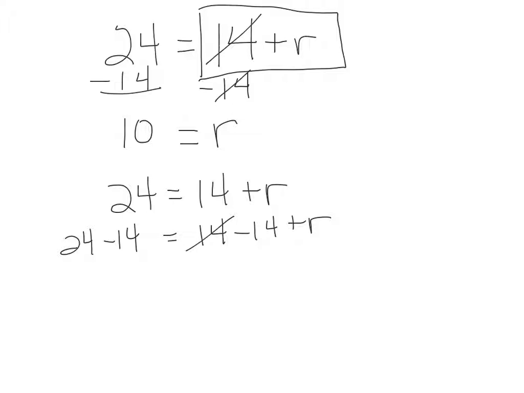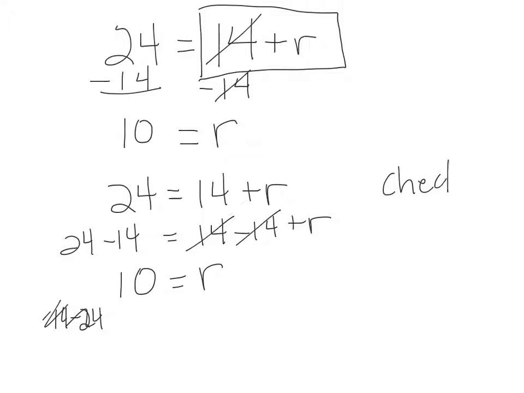So again, positive 14 minus 14 cancel each other out to 0. I'm left with r. And 24 minus 14 equals 10. So you have to use your common sense on how to do the subtraction. I certainly am not going to write 14 minus 24 because 24 is a positive number anyway. And I'm not going to add it. I do need to subtract it. So you got to use your common sense on how you're going to write these mathematical equations.